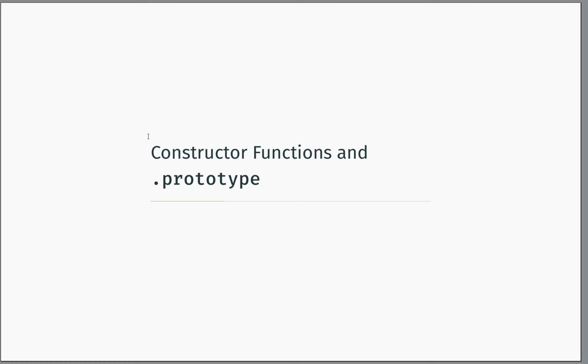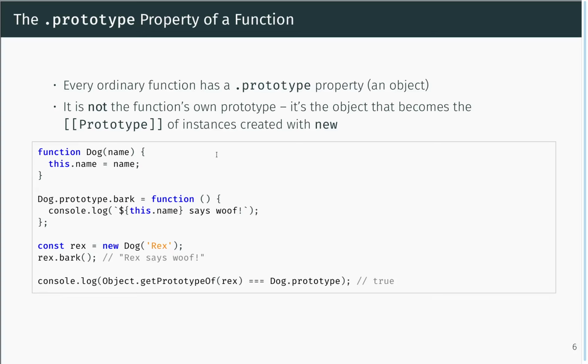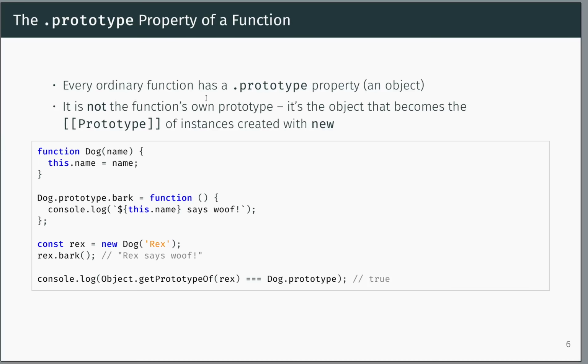Now we are going to look at constructor functions and .prototype. Every ordinary function has a prototype property, which is an object. It is not the function's own prototype; it is the object that becomes the prototype of instances created with new. Let's assume we have a function called Dog, which receives a name and assigns it to this. This is the object we will receive in the prototype chain.